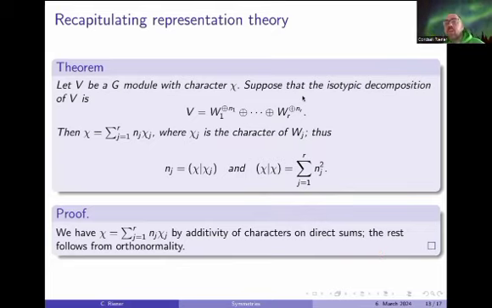So to answer this question that you had, having access to the characters of your representation really lets you see how this representation decomposes into irreducibles. And if you have a decomposition into irreducibles, two representations are the same, or isomorphic, if and only if they decompose into the same, or isomorphic, irreducible subrepresentations exactly the same number of times.